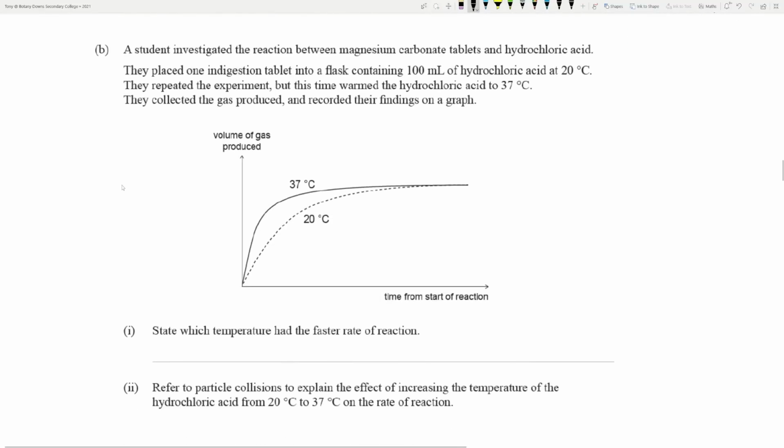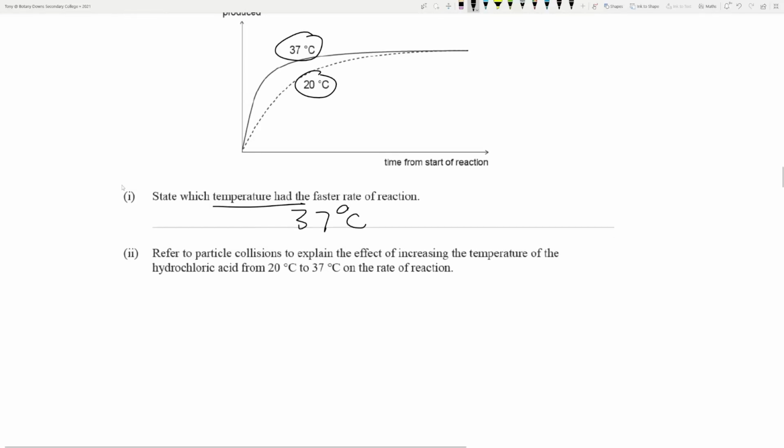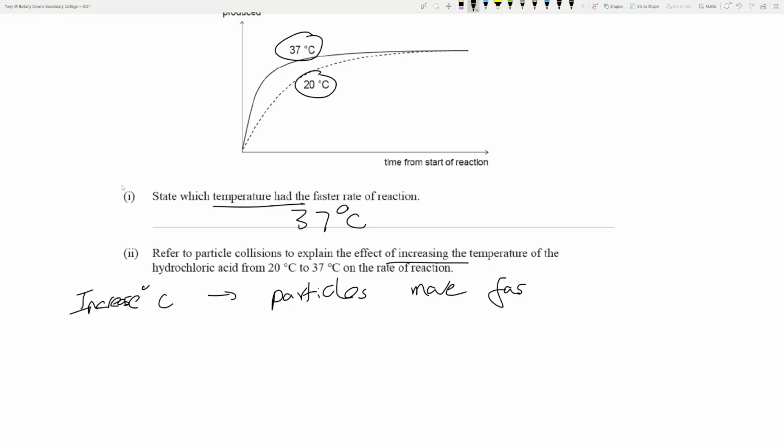This is rate of reaction. I don't even need to read the question here. So this is 37, this is 20. Explain which temperature has a faster rate of reaction. Of course, it's 37 degrees. Refer to the collision theory to explain the effect of increasing temperature. So increased temperature does two things. Increased temperature means that the particles have more energy. The particles will move faster, with more kinetic energy.